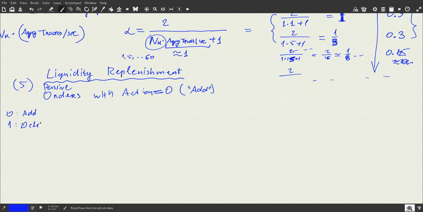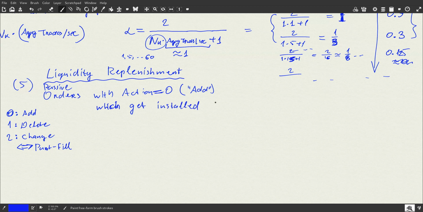So add is 0, delete is 1, 2 is change, but as we learned, you remember we discussed this, there is no in-place change, and the only change which can occur is a part fill. So the order was passive in the order book, it got part filled, and as a result, its quantity is reduced in place. That's why it is changed. So liquidity replenishment is passive orders with action being 0, add, which get installed in the order book. That's precisely what you do in the order book construction, all right? At the corresponding level in bids or asks.